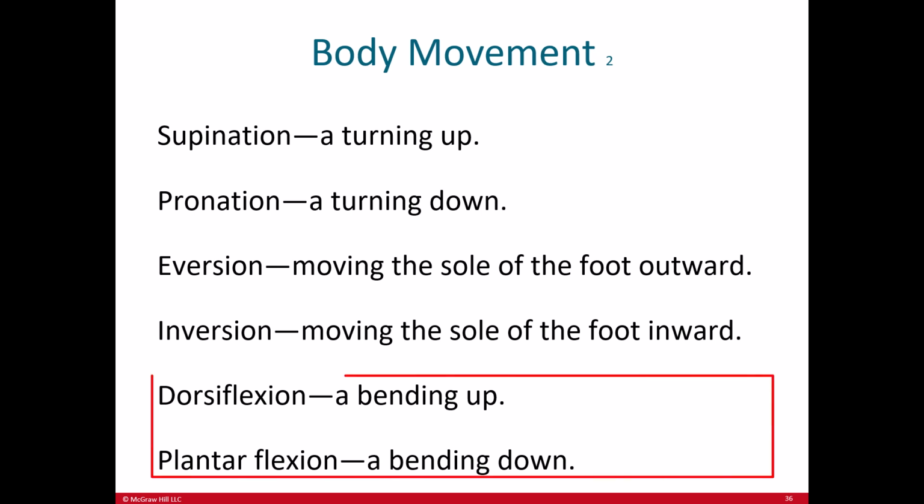Then we have the other two opposing movements, dorsiflexion and plantar flexion. Dorsiflexion is a bending up. Imagine you're standing on your foot, you bend and point your toes up to the sky. That would be dorsiflexion. Now imagine a ballerina standing flat foot and then she goes up on her point on the toe. That would be plantar flexion. That's bending down.